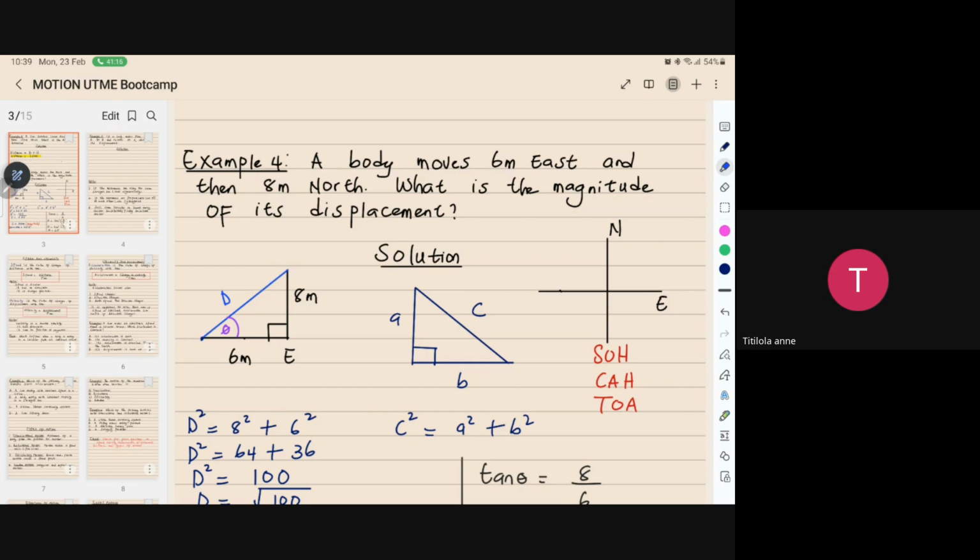Just like what we did when we did resolution of what? Two vectors. Some of them are perpendicular to each other. Some of them are inclined at an angle, acute angle, obtuse angle. So all of those are things we treated when we did resolution of two vectors.